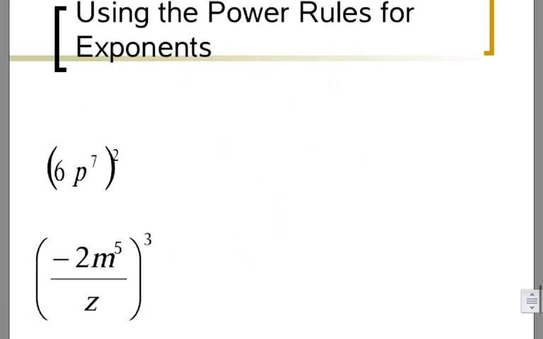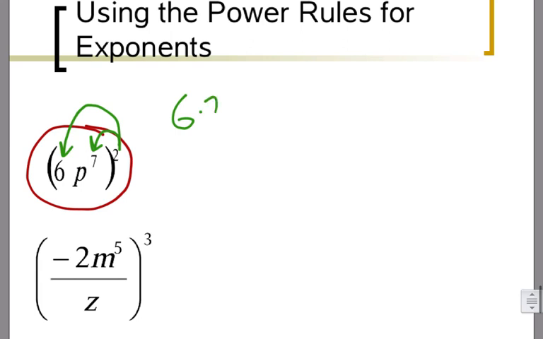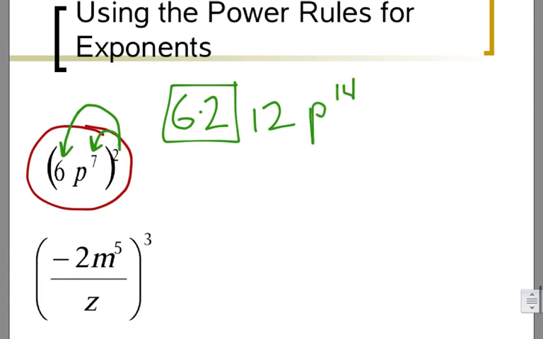So let's continue with some more examples here. I've got 6p to the 7th and then the whole thing squared. What I'm supposed to do is take my 2 and distribute it to the 7th and to the 6, which is to the 1st power. Now the biggest mistake that I see is that people take the 6 and multiply it by 2 and they get 12. They'll get the p part right, p to the 14th, which is correct, but this is what they'll put as their answer. That's not correct because the 6 isn't supposed to get multiplied by the 2. It's the 6 that's to the 1st power, and that's getting multiplied by the 2.